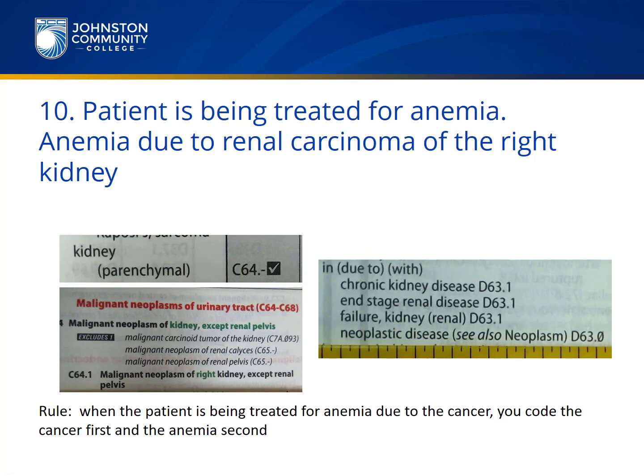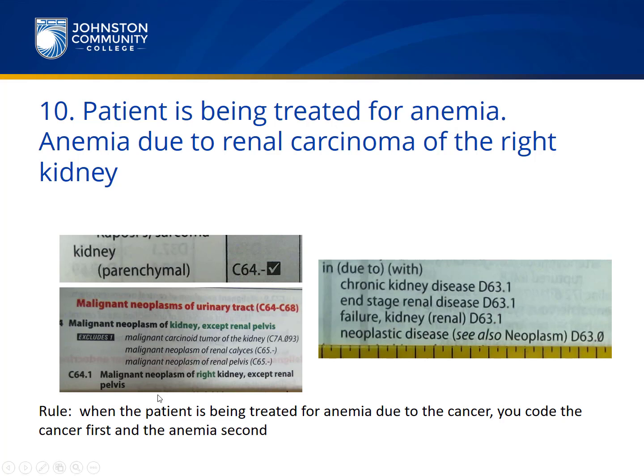All right, finally, I want to talk about question 10. Well, this was 10 for me. Patient is being treated for anemia due to renal carcinoma of the right kidney. Now, in the presentation that I did, we explained how anemia can actually be first listed or second listed. So you have to know your rules. And in this particular one, you can see at the bottom, the rule: when the patient is being treated for anemia due to cancer, you got to code the cancer first, then the anemia second. If this anemia was due to a treatment like chemotherapy, then our anemia code would come first, followed by the cause of the anemia, which would be our chemotherapy. So do pay attention to those rules.